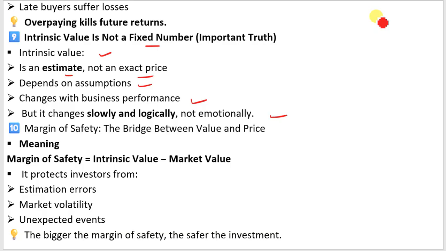And then margin of safety, the bridge between value and price. Margin of safety, I have explained it earlier. Margin of safety is equal to IV value minus market value. It protects from estimation errors, market volatility, and unexpected events. The bigger the margin of safety, the safer the investment.